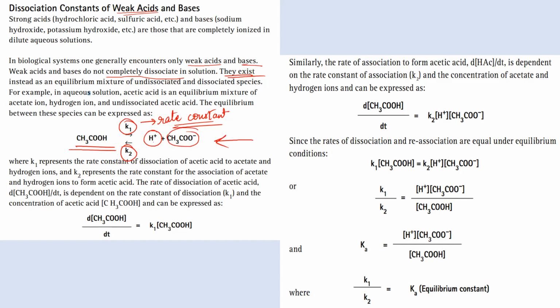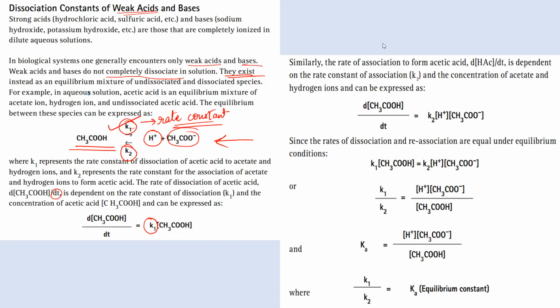Because we're talking about rate, the factor of time comes into the picture. That's why it is dt here. So the rate of dissociation of acetic acid is dependent on the rate constant K1 and the concentration of acetic acid. The splitting depends on K1, the formation of acetic acid depends on K2. So you multiply this with K1, which is nothing but the dissociation constant.